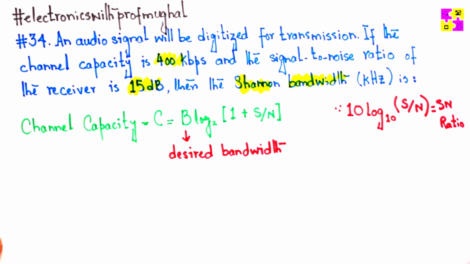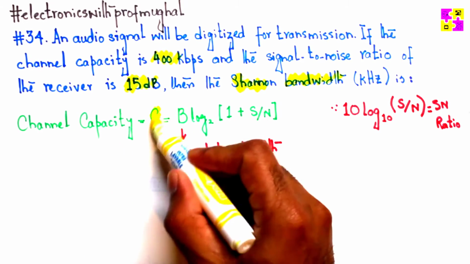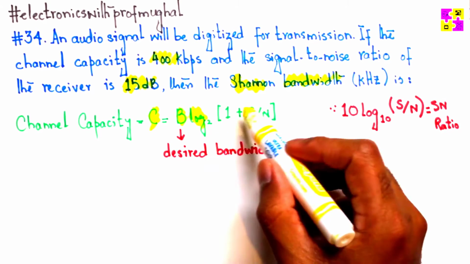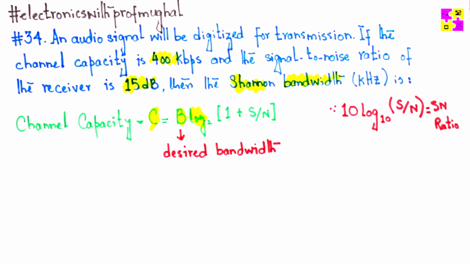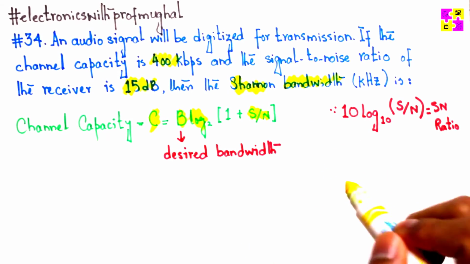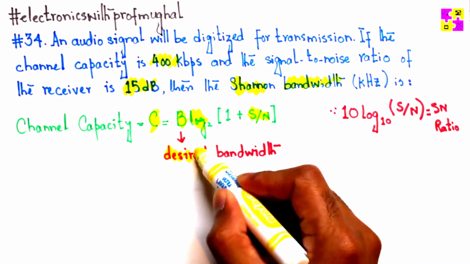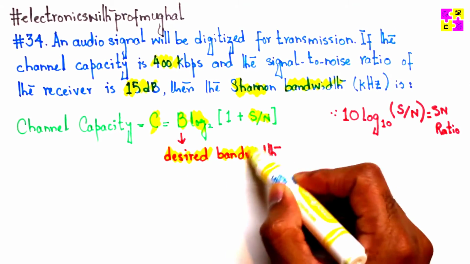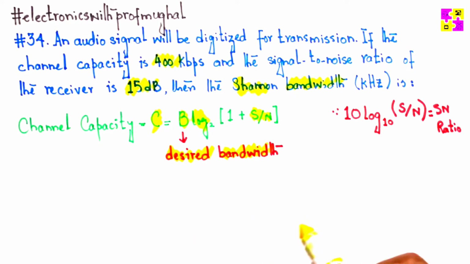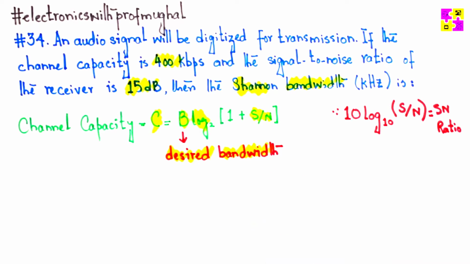Now remember, the equation for the channel capacity, which is expressed by C, is B times log 2 of 1 plus S over N. Now this S over N is unknown to us at this point, where B in this equation is the desired bandwidth. Sorry, this is not band gap, it's bandwidth. And this is what we are trying to figure out. But the first thing we need to do is to find out the S over N.